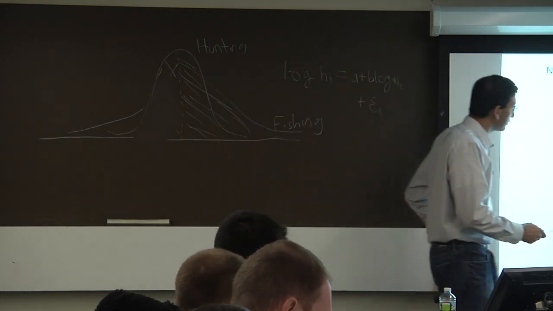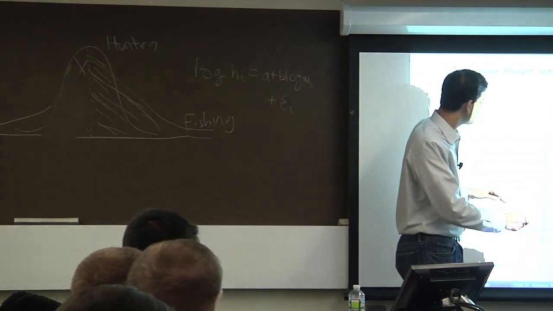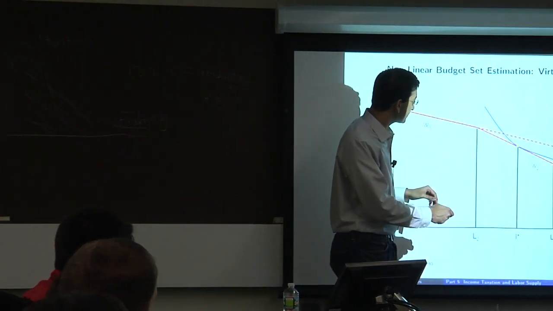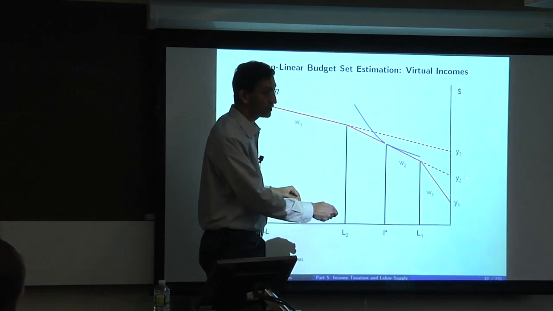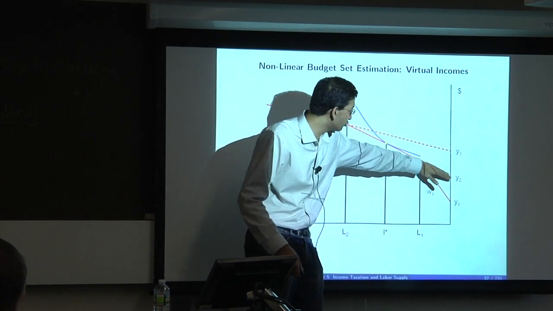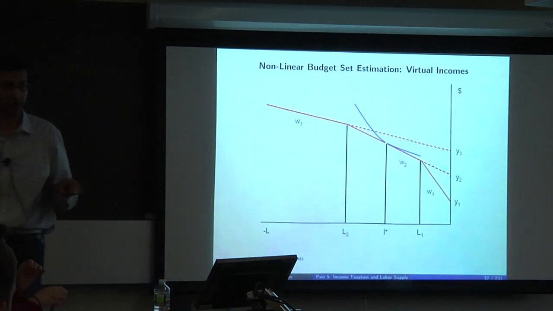You need to incorporate the fact that if I linearize this segment of the budget set, its intercept is not going to be given by y1, its intercept is going to be given by y2, right? Because if I just trace this out, it's going to hit at that point because of the shape of the budget set.